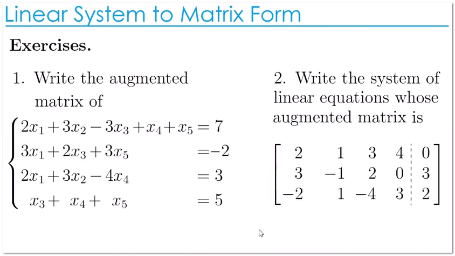As an exercise, write the augmented matrix of this system of linear equations. Again, be careful in writing the coefficients. The variables must be in order. And write 0 whenever the variable is not present in our equation. And for number 2, do the vice versa. Write the system of linear equations whose augmented matrix is given by this matrix.